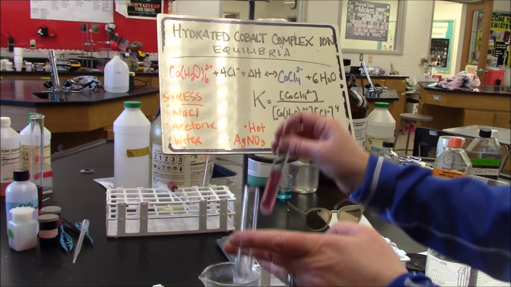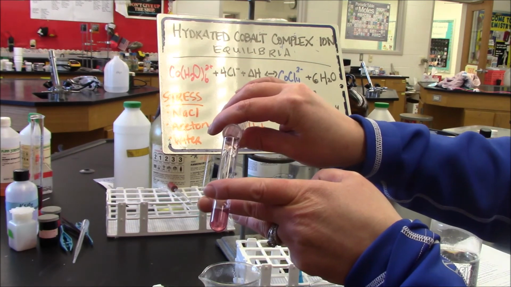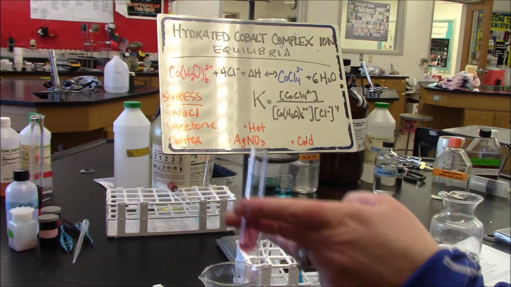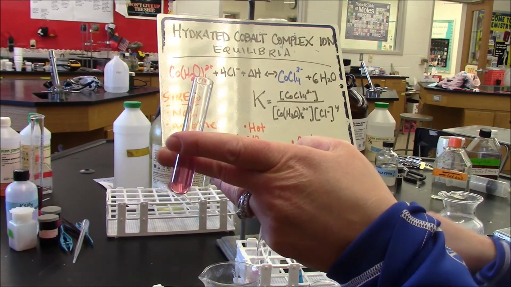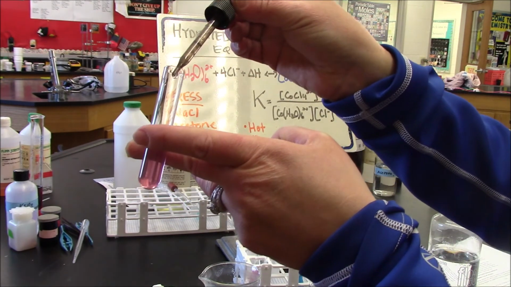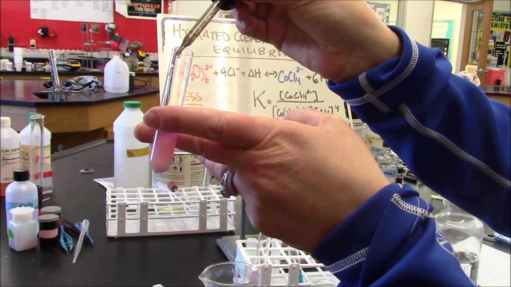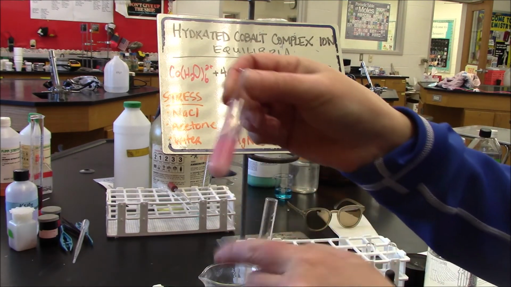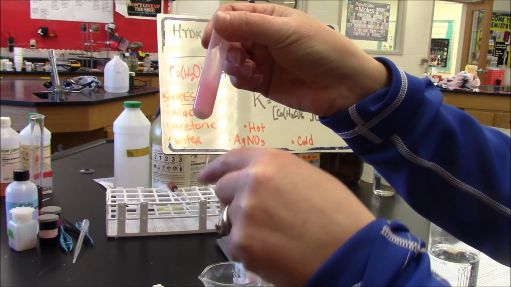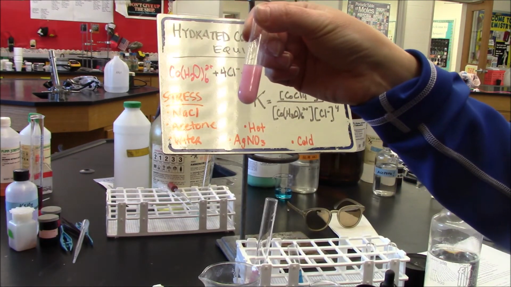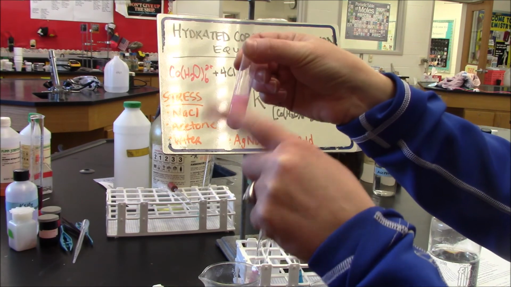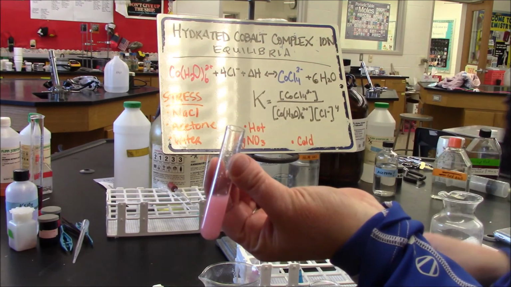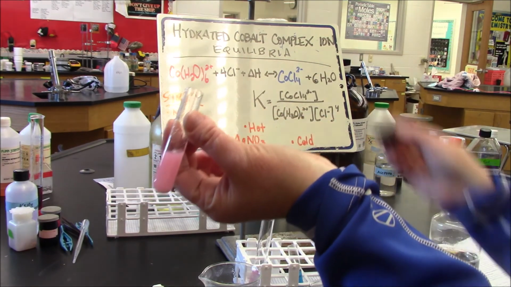I am going to take this. And I'm going to add silver nitrate. Remember, silver nitrate precipitates out the chlorine ions. I would have thought that it would have turned blue, but now I have a lot of pink solid. I wonder what's happening.